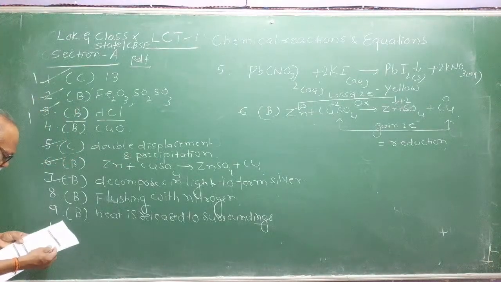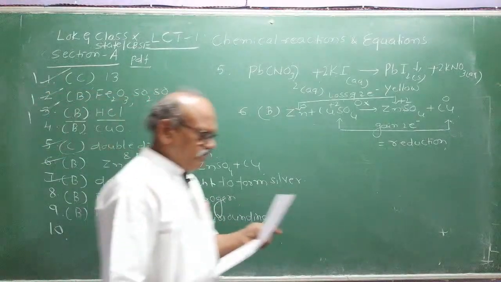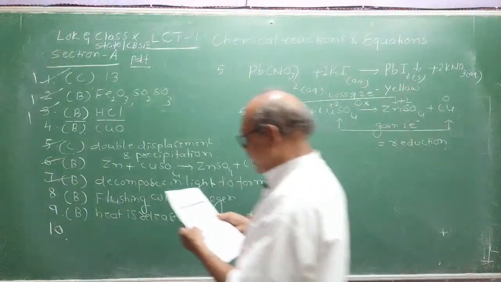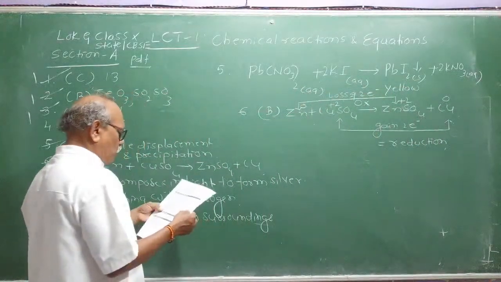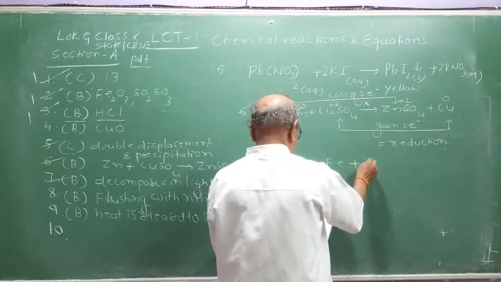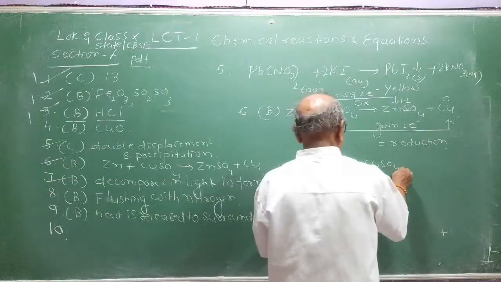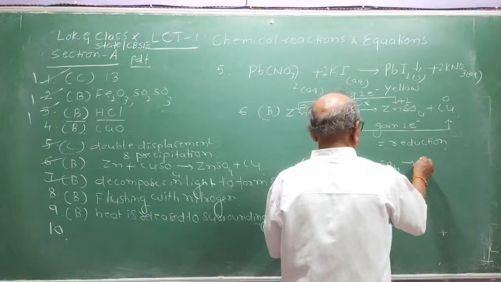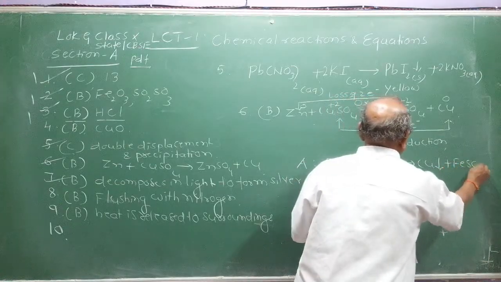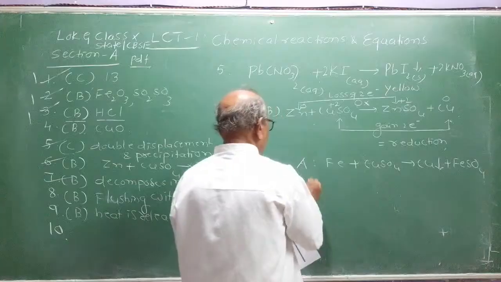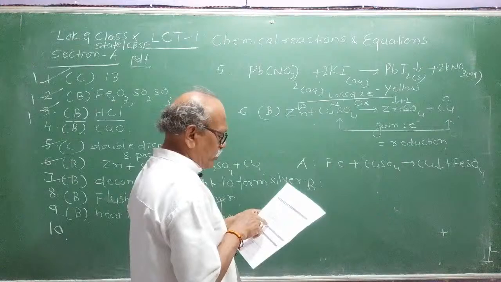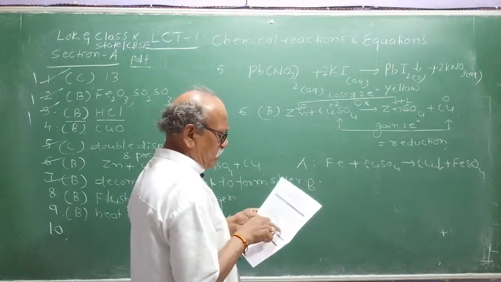Then the 10th question, assertion and reasoning. An iron nail placed in copper sulfate solution develops a brown coating. Assertion: an iron nail dipped in copper sulfate, a displacement reaction takes place forming a reddish brown colored deposit. Is the assertion true or false? Reason: iron is more reactive than copper and displaces it from the copper sulfate.